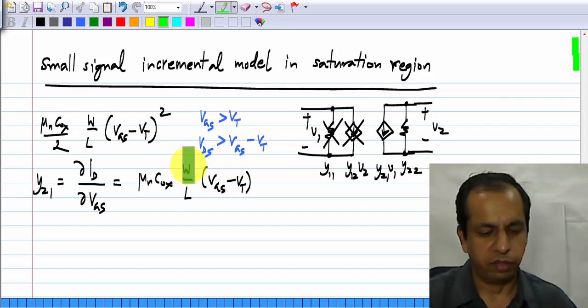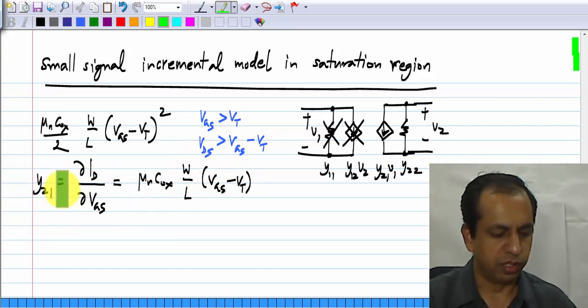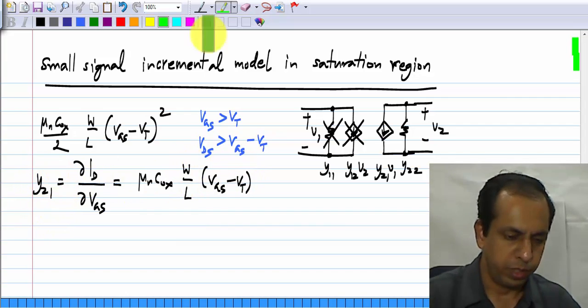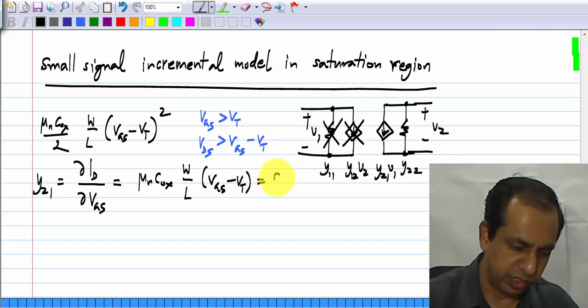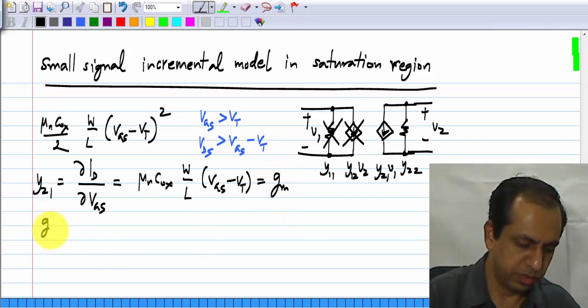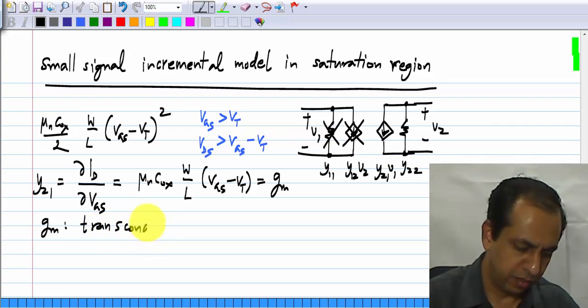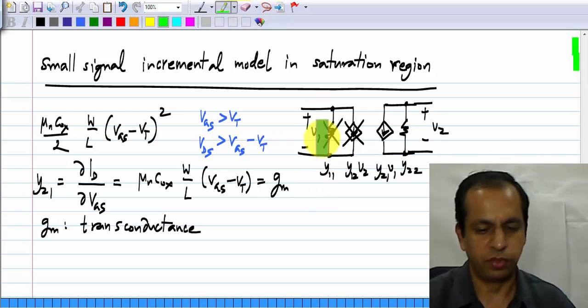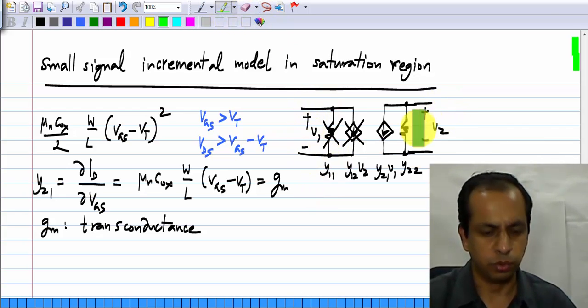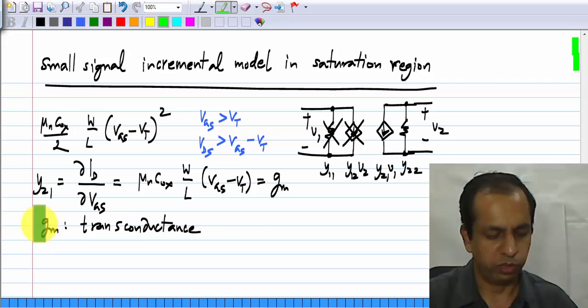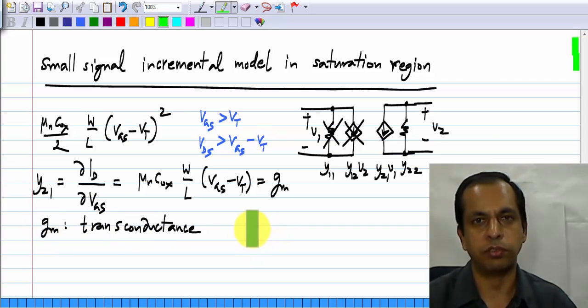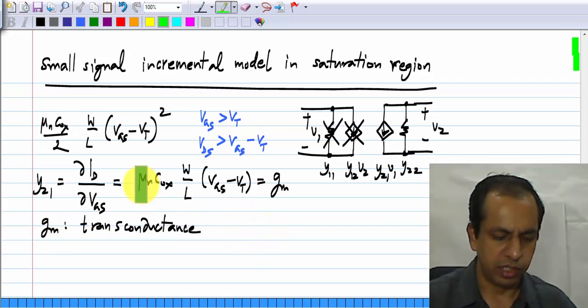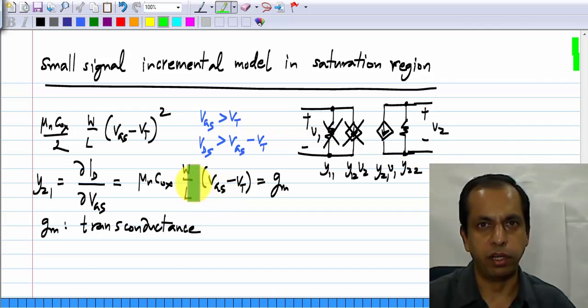And when we refer to a MOS transistor, we do not use the generic terminology Y21, we refer to this as GM. In general, GM is the symbol for transconductance. That is the transfer conductance from port 1 to port 2, and this Y21 will be referred to as GM in the context of the MOS transistor, and its expression is given here. You can clearly see that it depends on the operating point.